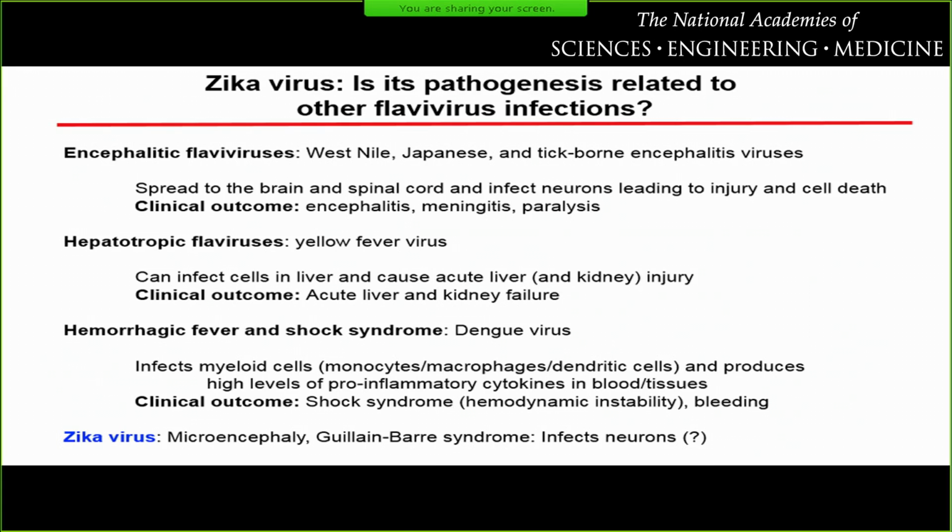Where Zika fits into this, we still are really at the beginning of understanding it. Why is there microcephaly? What about Guillain-Barré syndrome? And is there evidence that it also is a neurotropic virus?